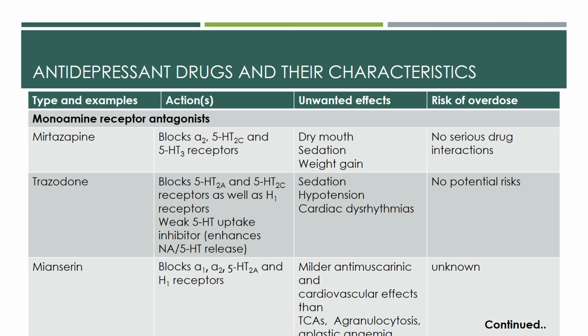Mianserin, which blocks alpha 1, alpha 2, 5-HT2A and histamine receptors. Unwanted effects are milder antimuscarinic and cardiovascular effects than TCAs, agranulocytosis, and aplastic anemia.